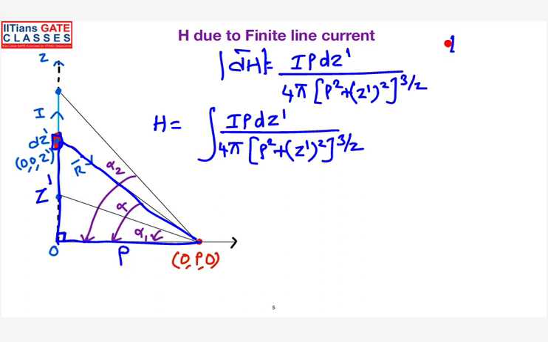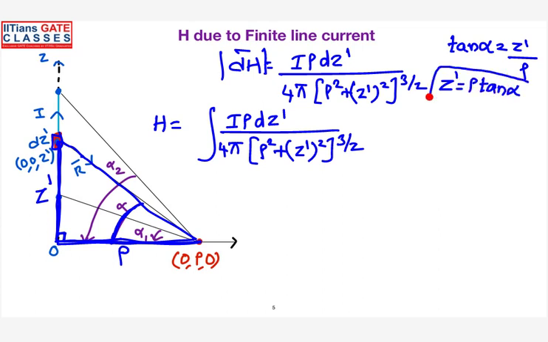So what is the value of tan alpha here? Tan alpha is nothing but the opposite side z prime divided by the adjacent side rho. This is your alpha, so tan alpha will be z prime divided by rho. So for the conversion, z prime is equal to rho tan alpha. This is your equation 1. In that case, dz prime becomes, when you differentiate, rho into secant square alpha into d alpha.